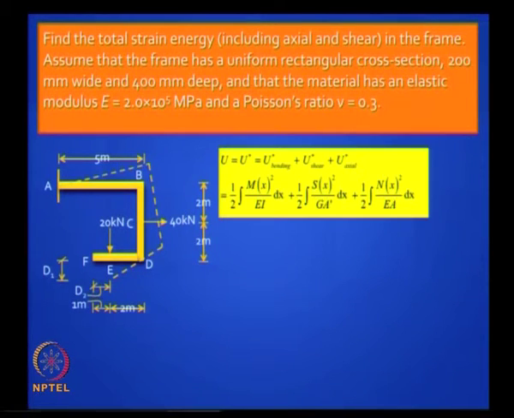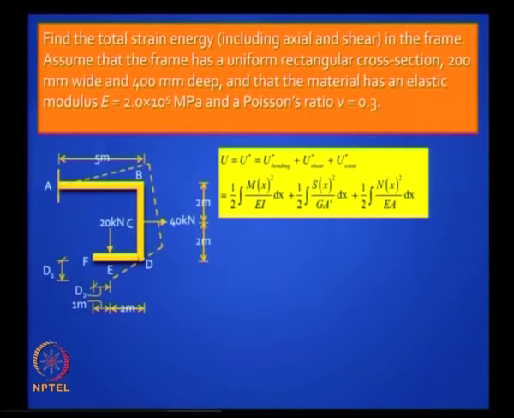Now please note, we are actually computing the complementary strain energy and we are invoking the principle that it is numerically equal to the strain energy. So the formulas are half integral M squared dx by EI plus half integral S squared dx by GA dash plus half integral N squared dx by EA, representing the bending, shear and axial strain energies.